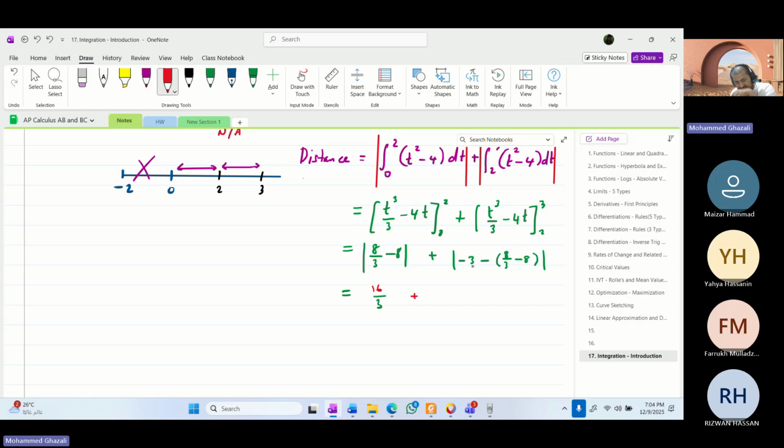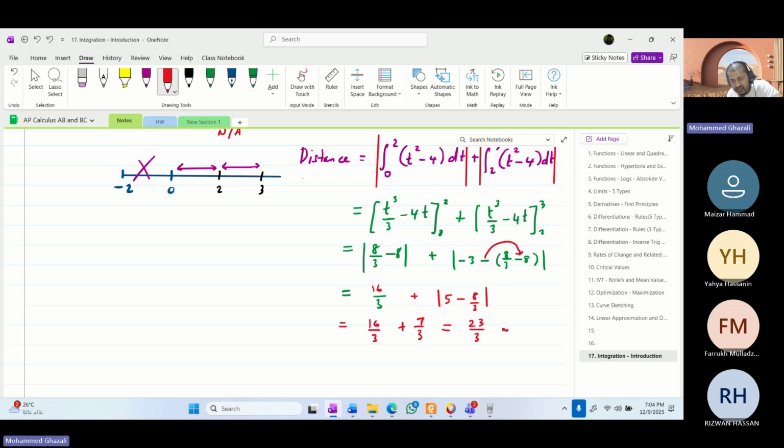Plus, what is this now? Minus 3 minus 8 over 3. I still need to simplify the whole thing and then take the absolute value. That's 9 minus 12 is minus 3, minus the lower value minus 8 over 3, which is minus 3 plus 8 over 3, that's minus 1 over 3. Wait, negative and negative is positive. So the second piece is 7 over 3 in absolute value. So my final answer is 7 plus 16, 23 over 3.